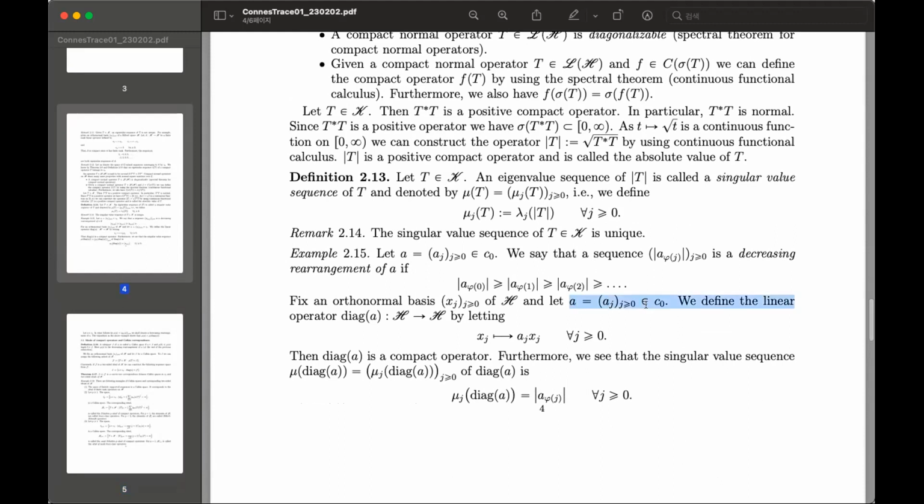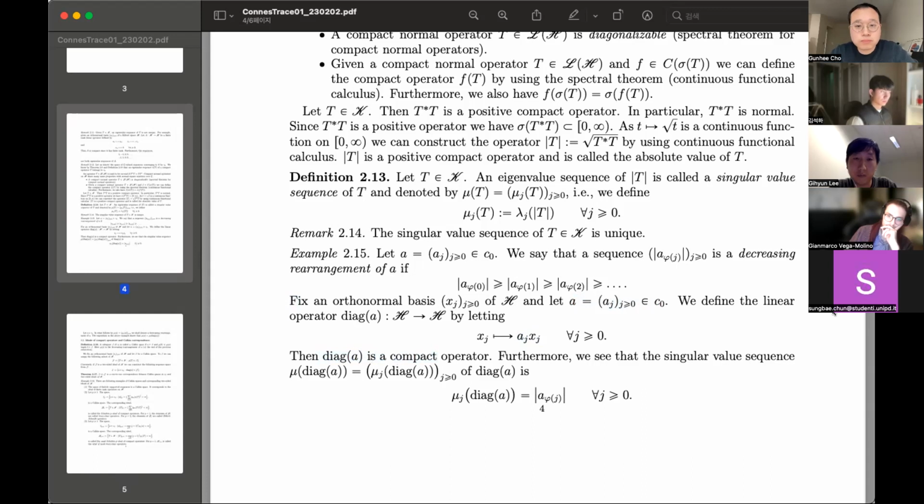So for such a sequence, we can define a linear operator on the Hilbert space associated with that sequence by fixing an orthonormal basis of the Hilbert space and assigning each element of the orthonormal basis in this way by using the entry of the sequence. Then due to the assumption that A is a sequence which converges to zero as j goes to infinity, it can be shown that this diagonal operator given by a C0 sequence is a compact operator.